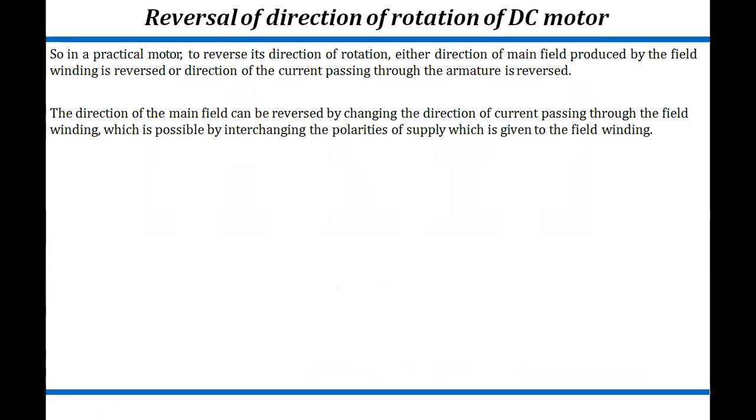So in a practical motor, to reverse the direction of rotation, either we can change the direction of magnetic field that is produced by the field winding, or we can change the direction of current which is flowing through the armature. The direction of main field can be reversed by changing the direction of current passing through the field winding. So if we interchange the polarities of the power supply, we can change the direction of current or the direction of magnetic field.